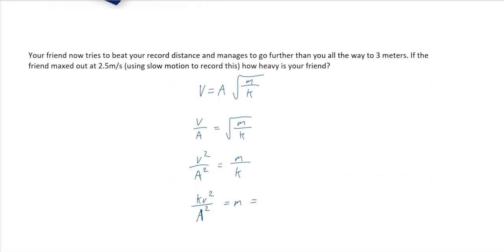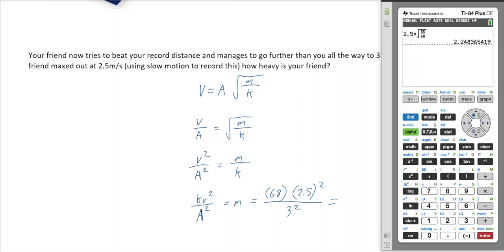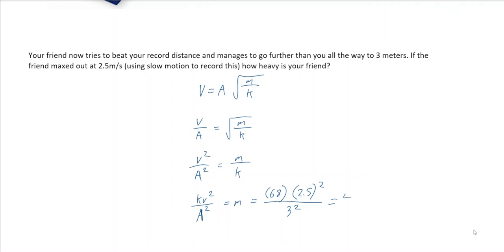Since we have a bunch of different pieces of information, including 68 for the k value, 2.5 for the speed, and 3 meters for the amplitude, we can again plug them directly into our calculator. So we get 68 times 2.5 squared over 3 squared. So your friend weighs 47.2 kilograms. Now, with sig digs, it should be 47 kilograms.